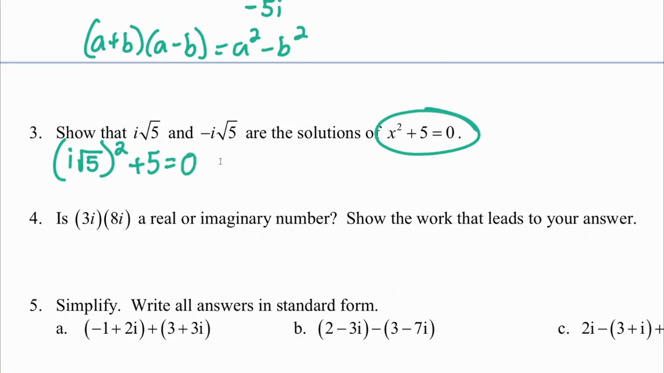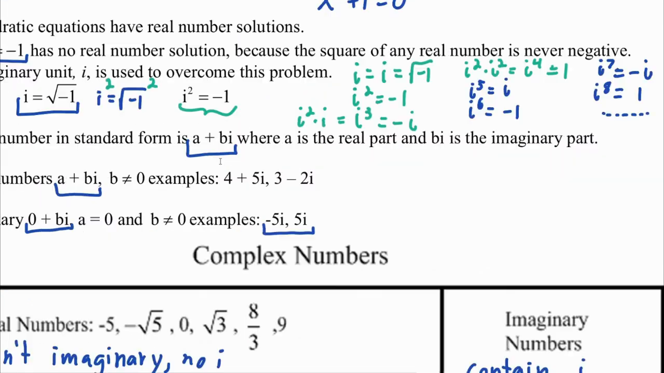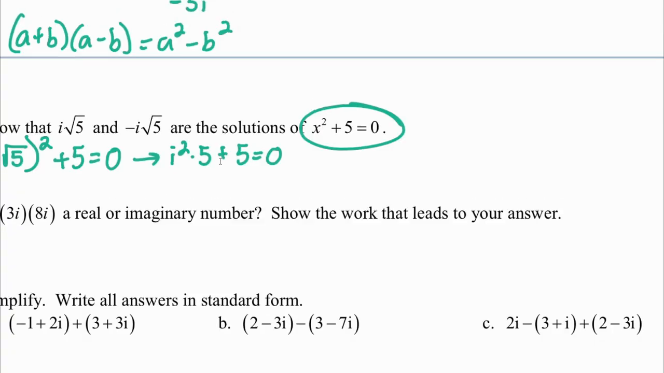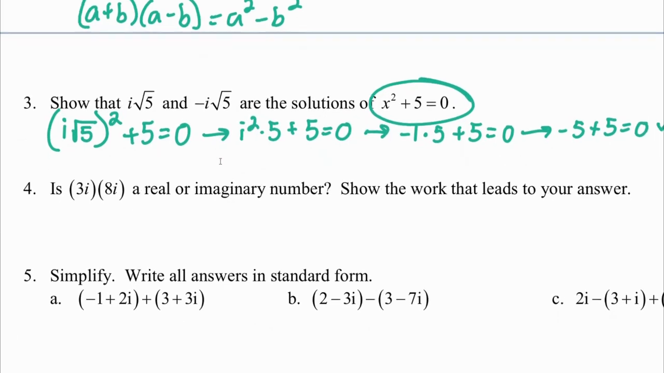So that tells us that i squared, and then the square root of 5 squared, which is just going to end up being 5, plus 5 equals 0. Now going all the way back to the beginning, we talked about how i squared is just negative 1. So I can replace that i squared with negative 1. So negative 1 times 5 plus 5, does that equal 0? Yeah, it would give us negative 5 plus 5 equals 0, and that is true. So we've confirmed that first solution.